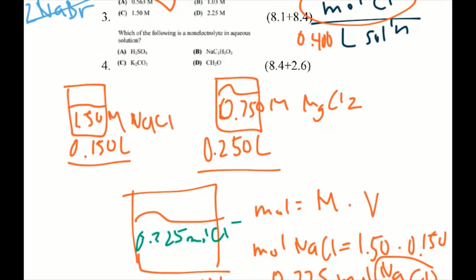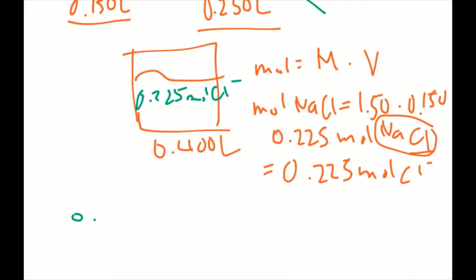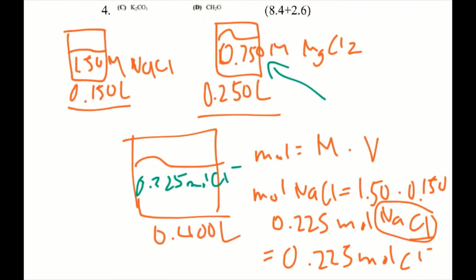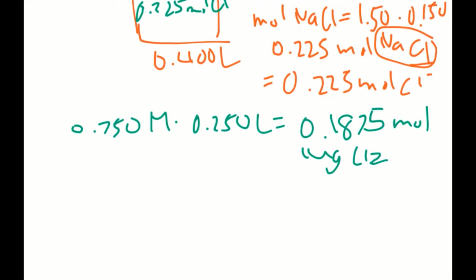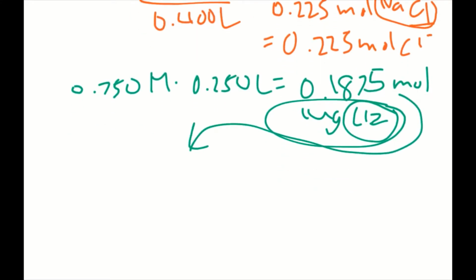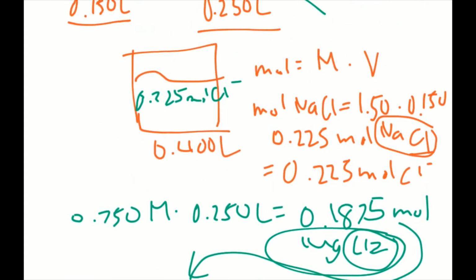Now we need to find the amount of chloride ions in this solution. So we have to do the math again. 0.750 molar times 0.250 liters is equal to, let's see, I get 0.1875 moles of MgCl2, and for every mole of MgCl2 we have 2 moles of Cl-. So this means that there are twice as many moles of Cl-. So multiply this by 2, we get 0.375 moles of Cl-, and we could add that to our picture.